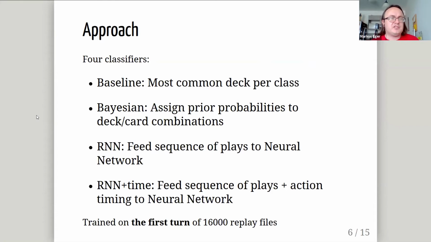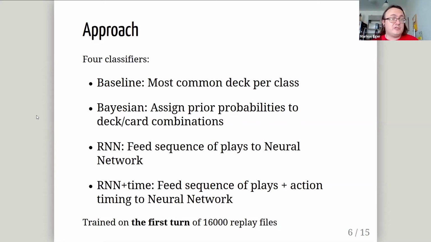The first one is, each class has many different deck types, but at any point in time, there's one deck that is a lot more popular than the others. So a reasonable baseline would be, and that's what we used, just to say we assume that the opponent is playing the most common deck for the class that they are playing, because that's also information we have.